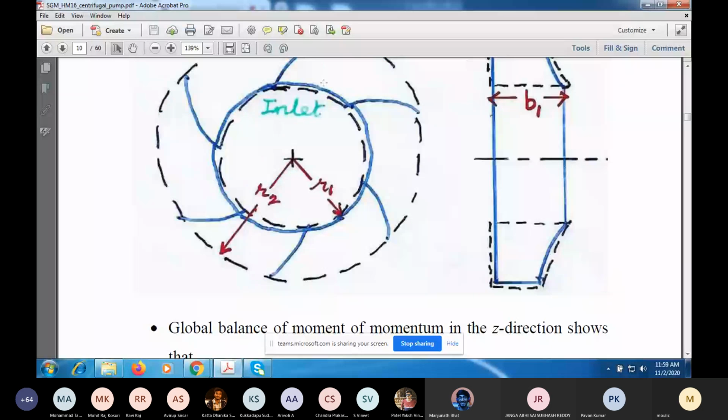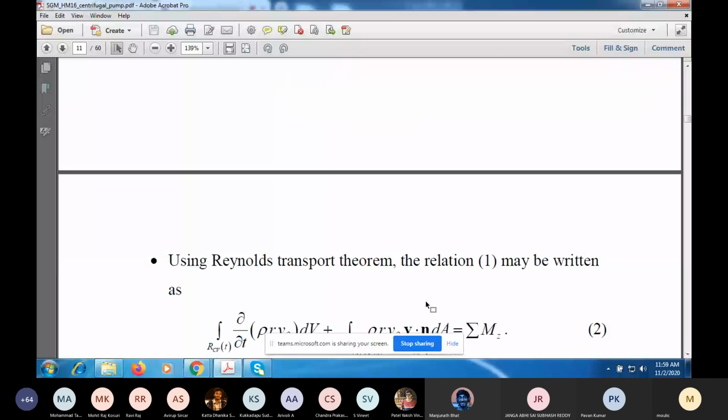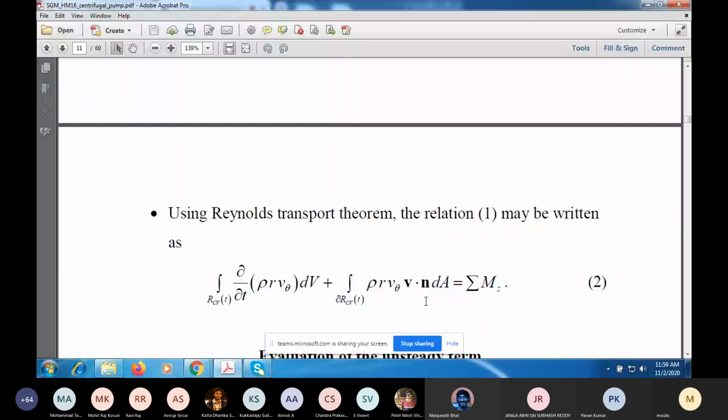Now the fluid will enter axially here this way and will turn. So at r equal to r1, your v theta 1 will be 0. But at r equal to r2, there will be a v theta. If you apply Reynolds transport theorem, you will have this temporal term and this flux term equal to the sum of the moments.